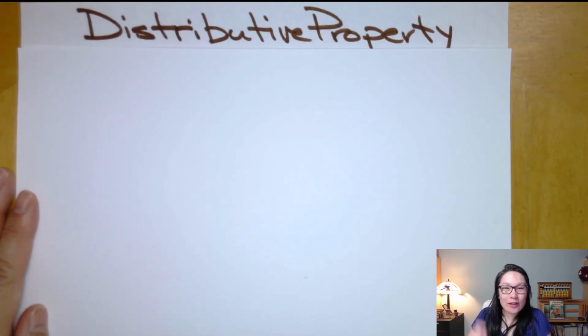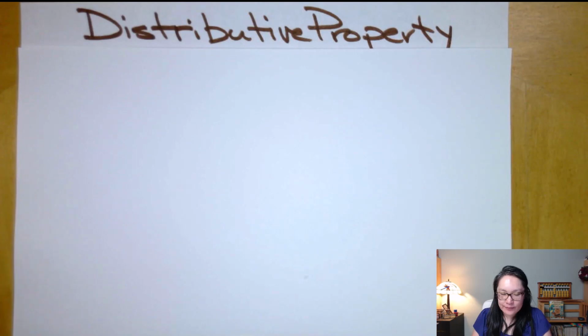Okay, we are going to be talking about distributive property. What is distributive property? It is when you multiply the addends separately and then you add them together. What does that mean? Okay, I will show you. This is what I'm going to show you.